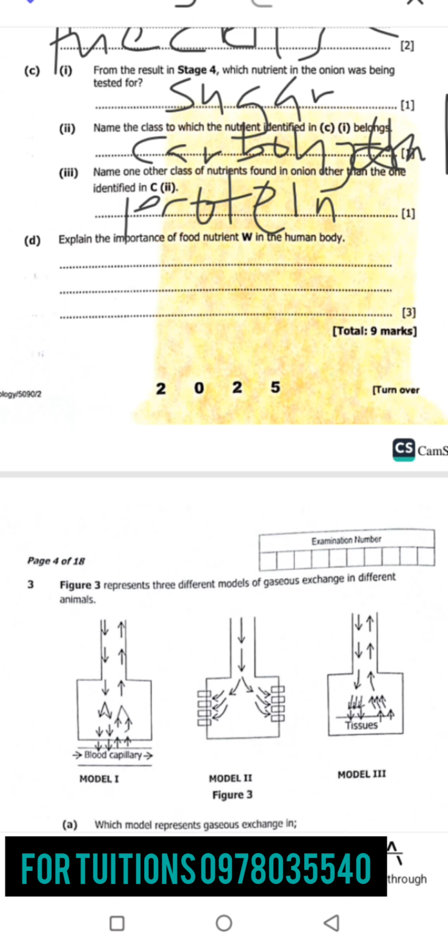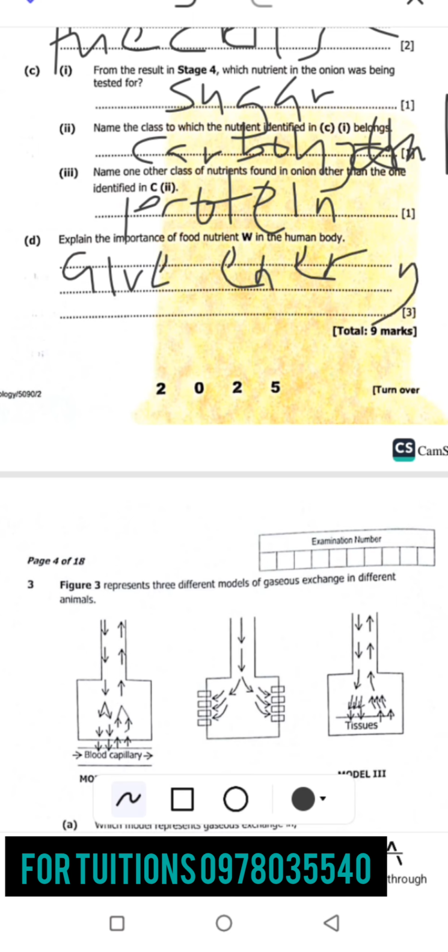The next question is saying, explain the importance of food nutrient W in the human body. Our W was just sugar. So in short, what do carbohydrates do to our body? They give us energy. So they give energy to the body. That's what they do.